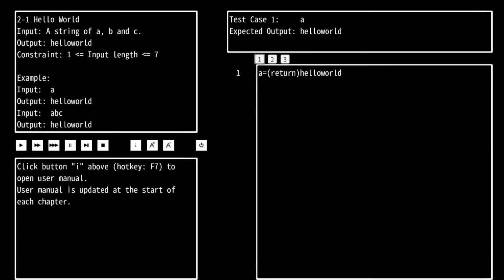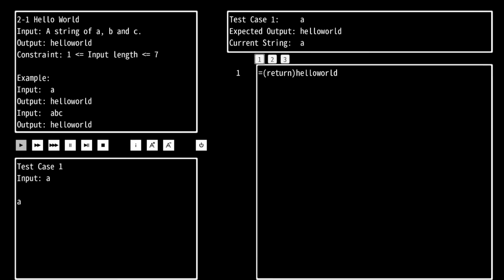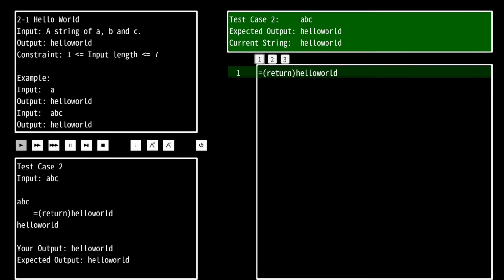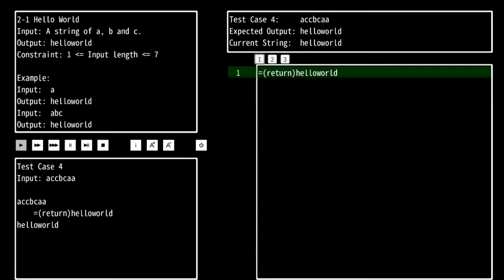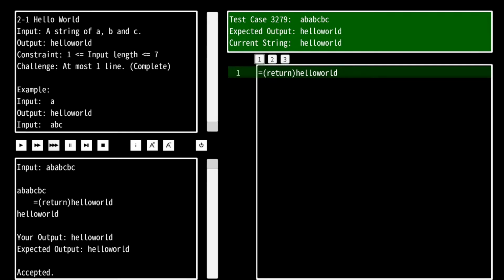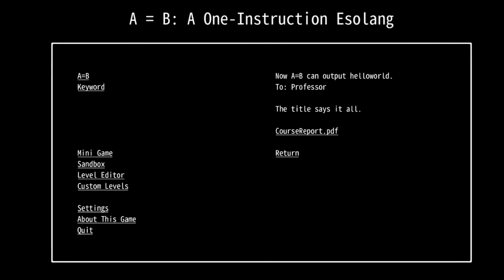So, can I just do a string of A, B, and C, output hello world? What happens if I just do nothing equals hello world? Awesome! Okay, wait, let me double check how this works. Replace the entire string. Yeah, replace the entire string. Okay.